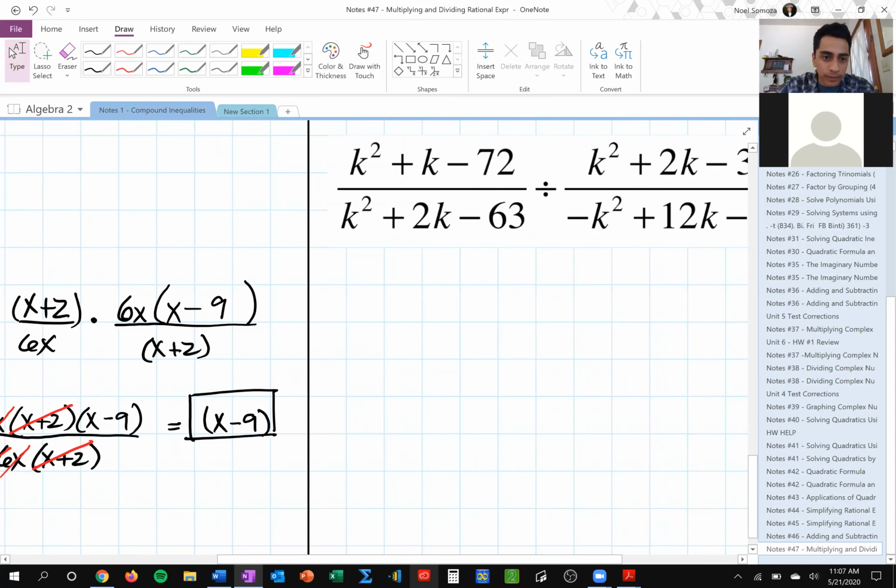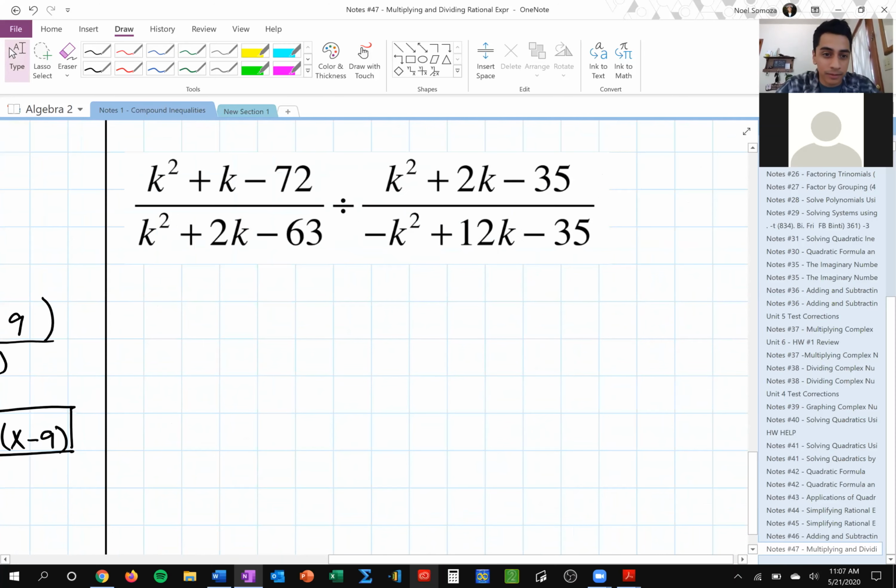Okay, now the last one, a lot of factoring needs to take place, right? Because we have 4 different trinomials. So we can do this though, shouldn't be too bad. Let's start by factoring first before we go into the keep, change, flip process, just so we can clean this up. So I want to start by factoring everything first.